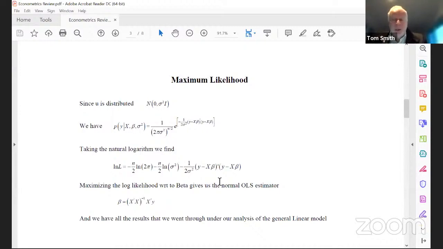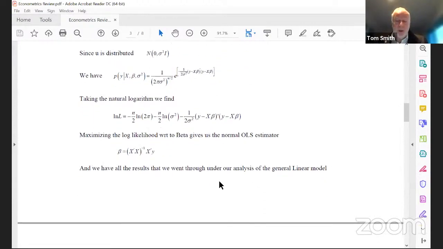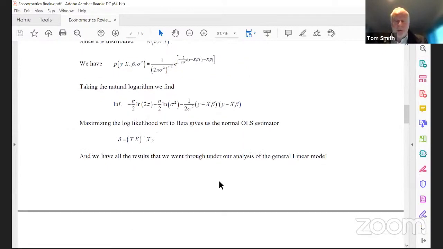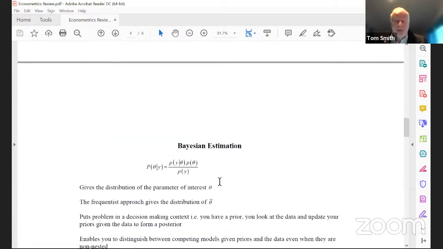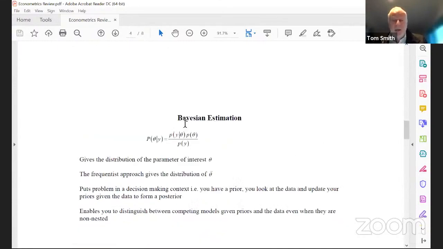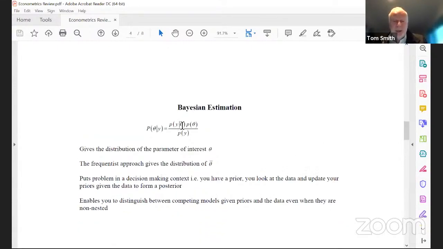So that's all of the results that fall under the linear general model, right? And you would have done this in your first level statistics and any econometrics course you did. The second approach is Bayesian estimation. And again, you make assumptions on the data, probably Y given theta. But here, given theta, the parameters, you also have a prior about what theta, that is your parameters, would be.